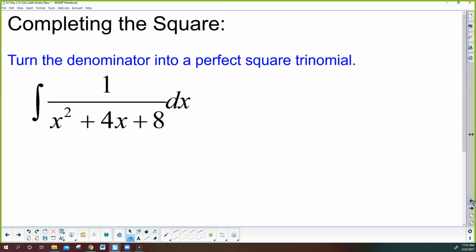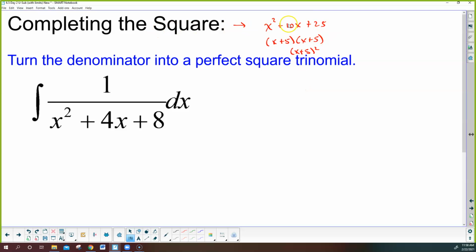Completing the square. What students struggle with is thinking about how we say completing the square. So just think of an example like if I had x squared plus 10x plus 25, remember how that can be factored into x plus 5 times itself, which is a better way to write it as x plus 5 squared.